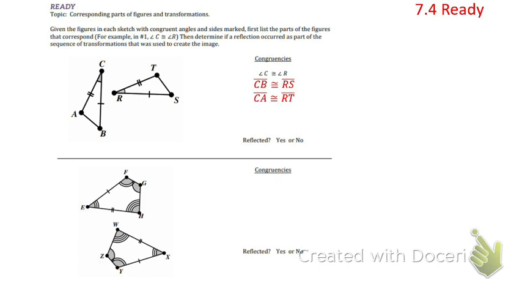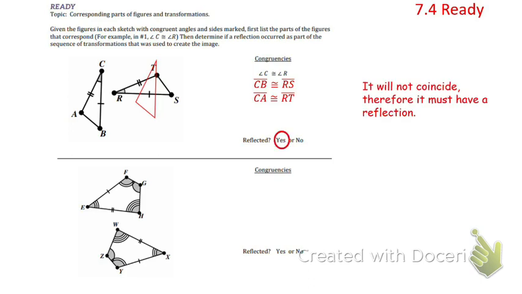But if we were to rotate our triangle around, we're going to see that our little short side would be on the left. So if I translate it over and start turning it, there's no way it's going to quite line up. So this means a reflection had to be involved. So we'll go and circle yes.